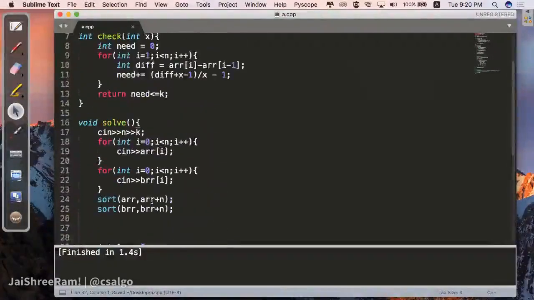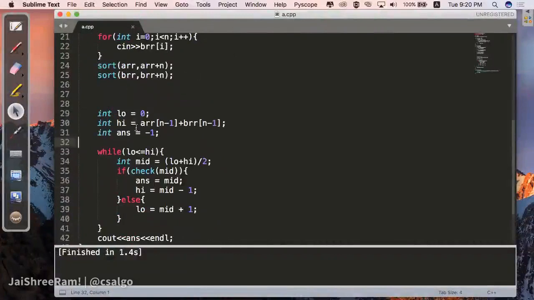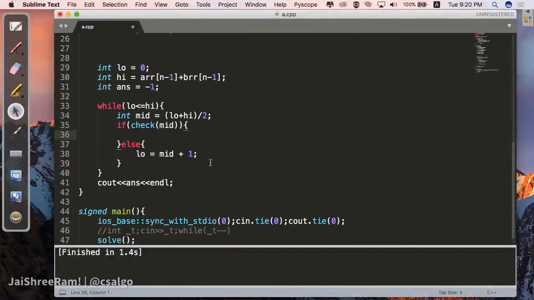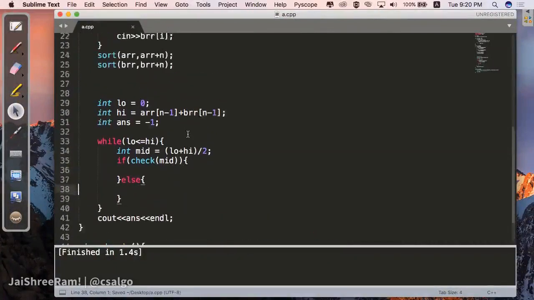Now these three parameters are in place. Now we need to write the binary search. So we remove this particular thing from over here, and then we design the check.